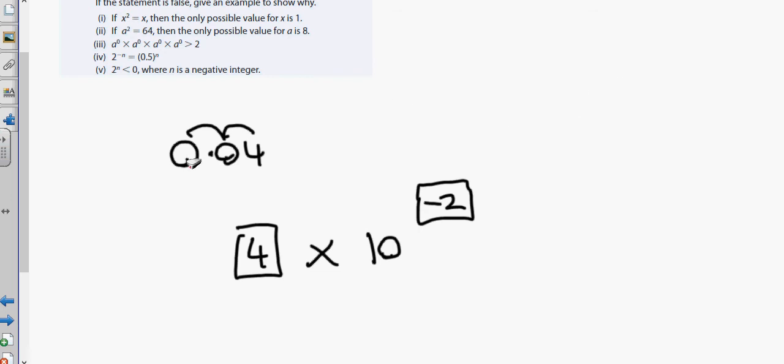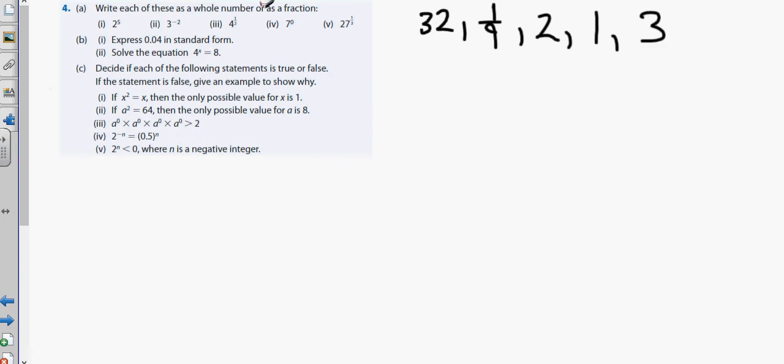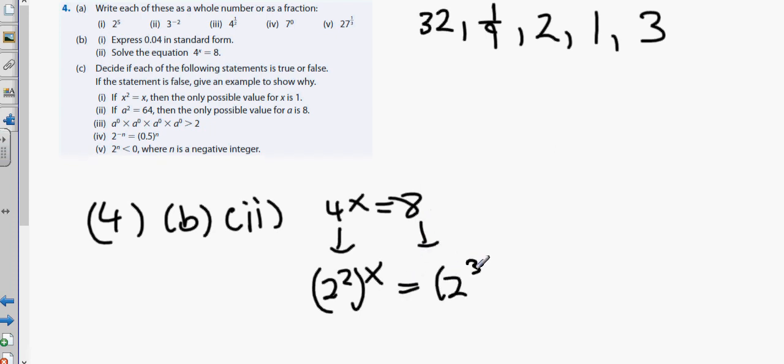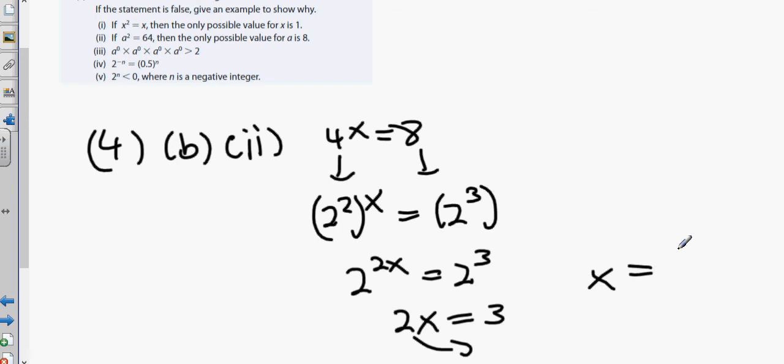Now, next question. Solve the equation 4 to the power of x equals 8. So 4b part 2. 4 to the power of x equals 8. 4 is 2 squared to the power of x. 8 is 2 to the power of 3. Sorry, there's no x there, excuse me. Now what we get is 2 to the power of 2x equals 2 to the power of 3. 2x equals 3. Divide by 2. x equals 3 over 2.